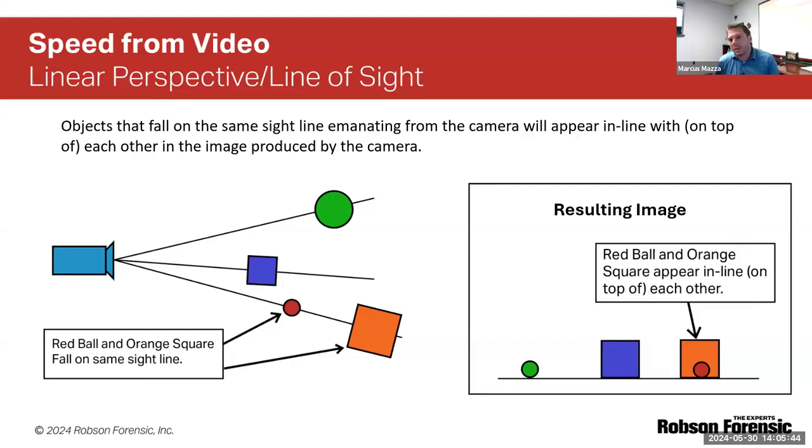So anytime we look at a video and we see two objects that are on top of each other in that video, we know that although they may not be in the same position, they will fall along that same line of sight from the camera. And that's critical information that we use when positioning a vehicle or other object in our video as we do an analysis.